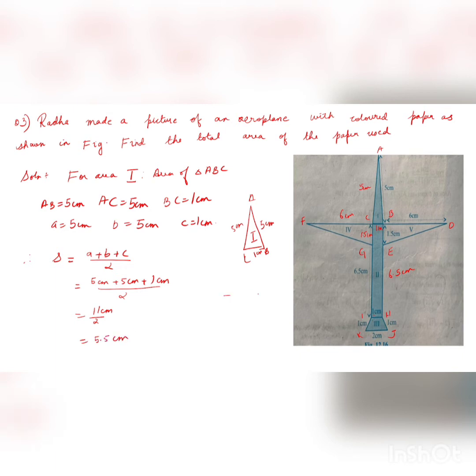Let me do the division for you here. You have 2 divided by 11. 2 into 5 is 10. You're left with 1, 0, and then 1. So 5 into 5 will give you 10. So 5.5 centimeter. Clear? So now we'll go with the next part.